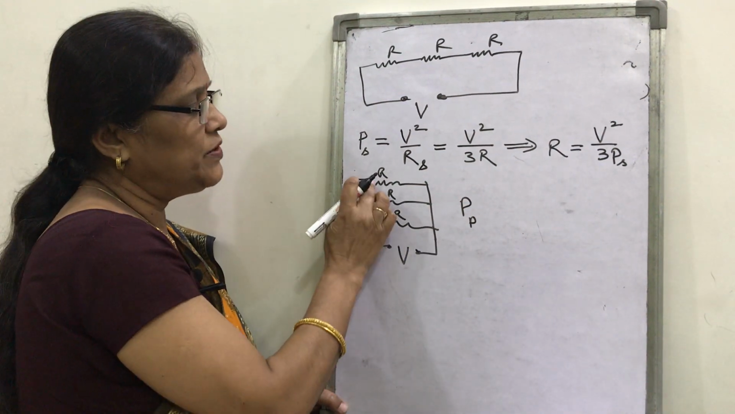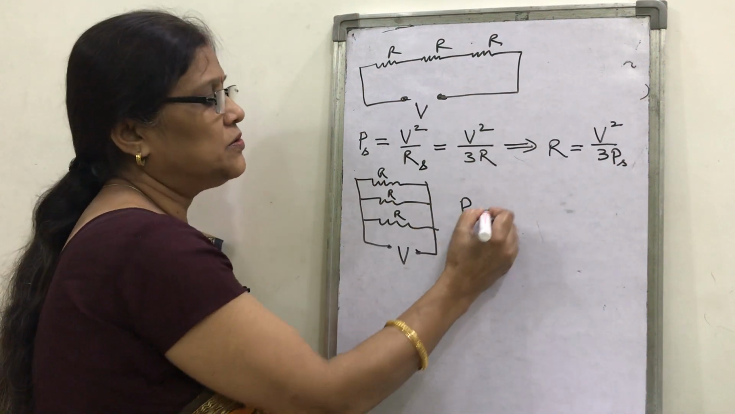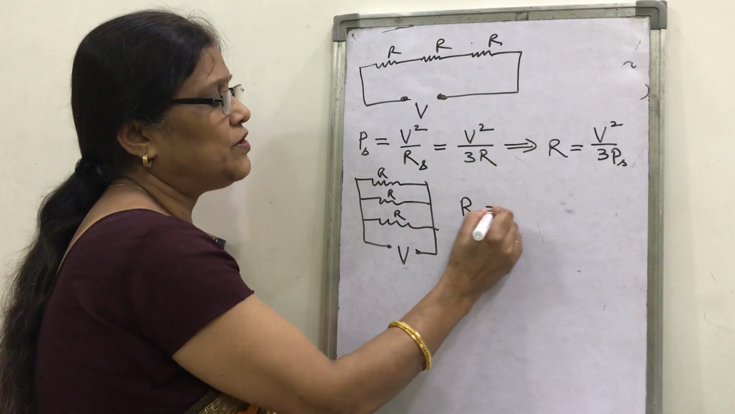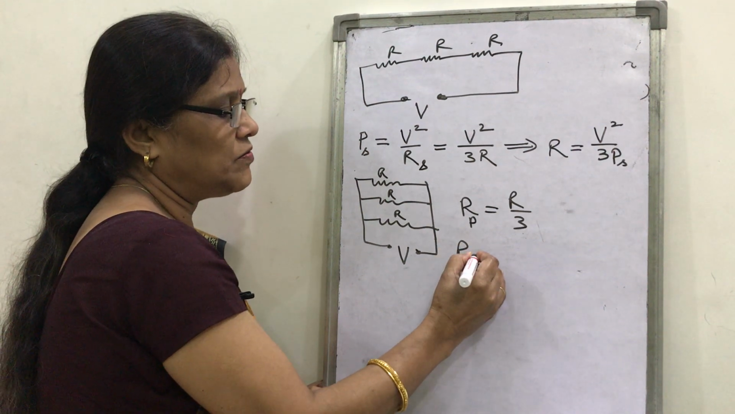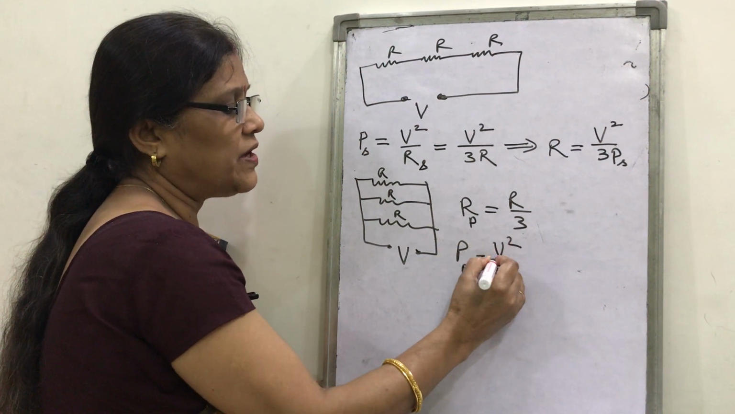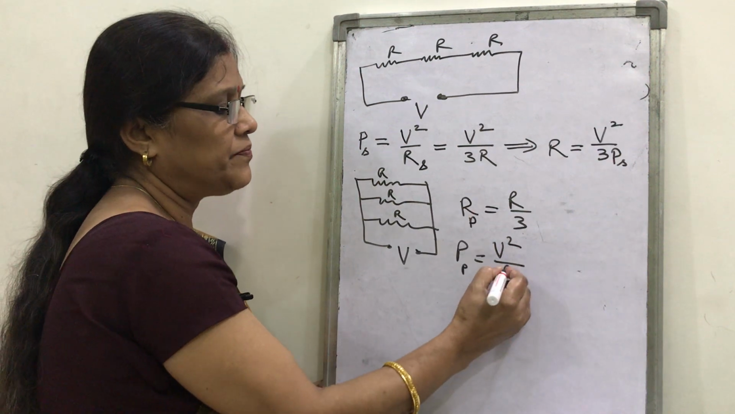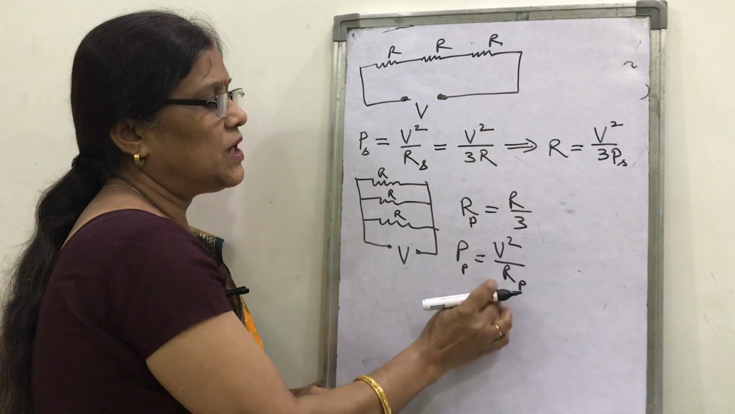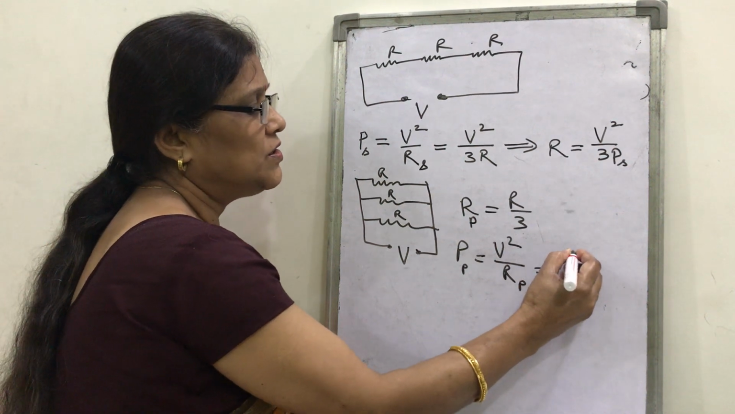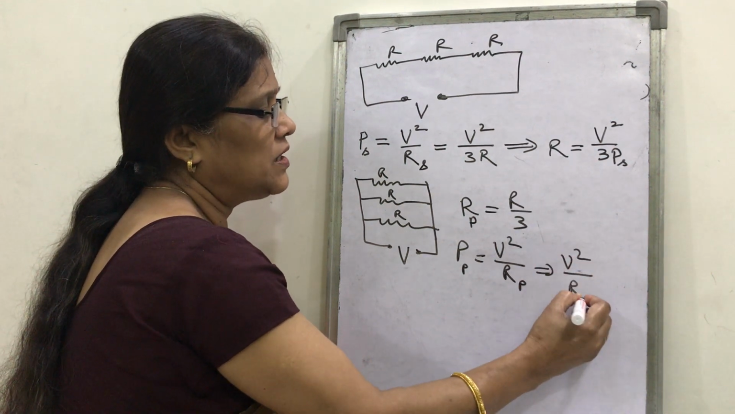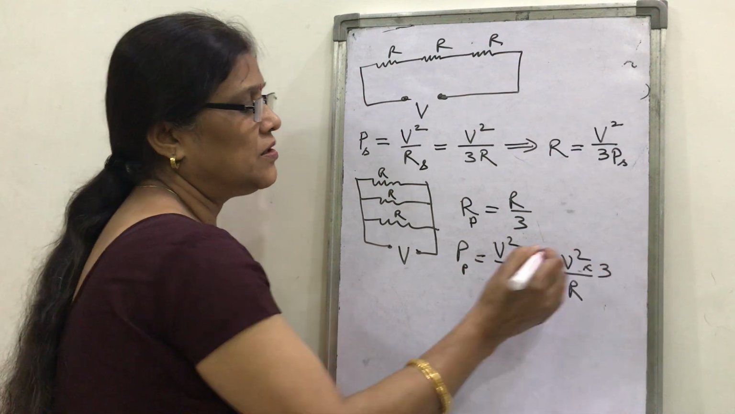As usual, what will be the net resistance in parallel? The Rp resistance will be R by 3. Now the power in parallel, what will you write here? V square upon Rp. What is this Rp? This Rp is R by 3. So you will write V square upon R by 3, that is V square into 3 upon R.